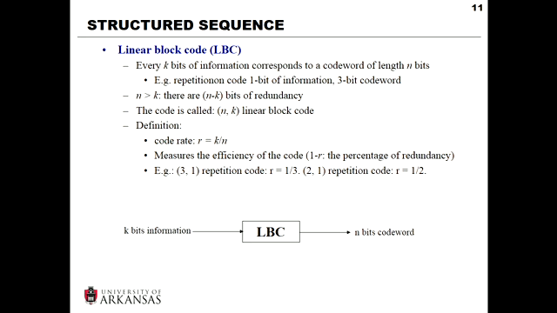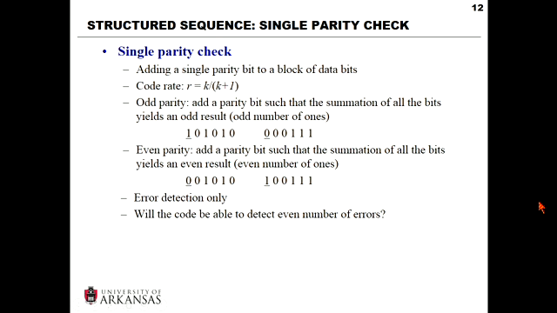So the problem of channel coding boils down to the question, how do we do the mapping from the k bits to the n bits? So the easiest way of doing the linear block code is just to use a single parity check.